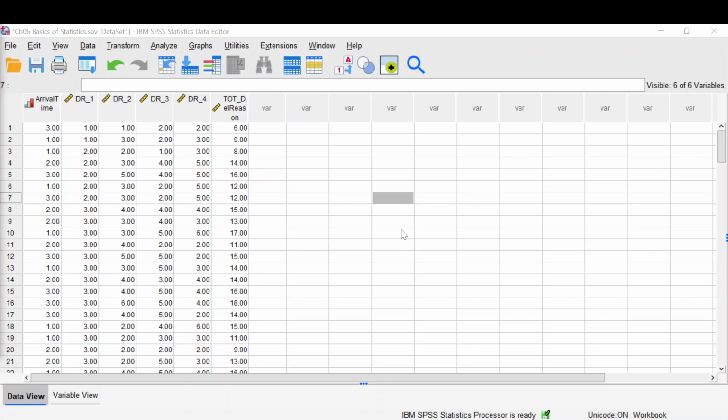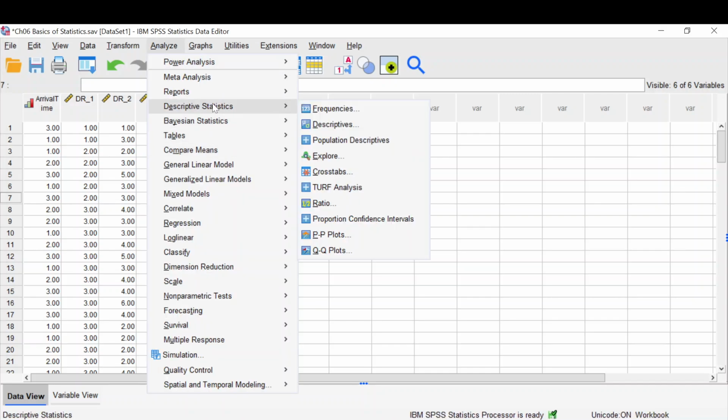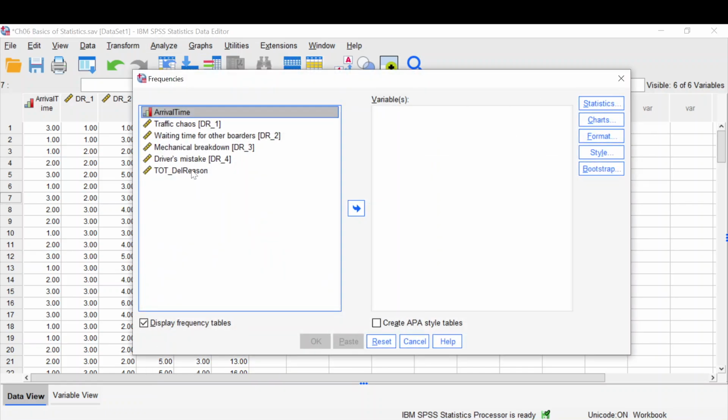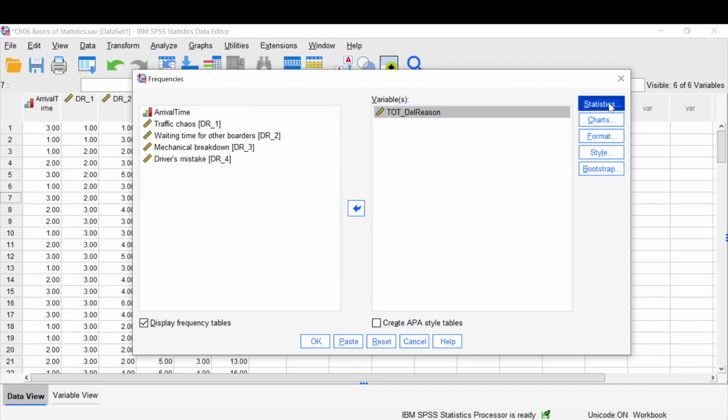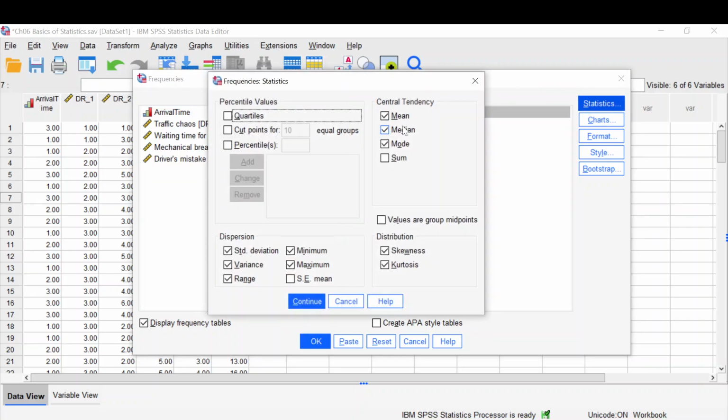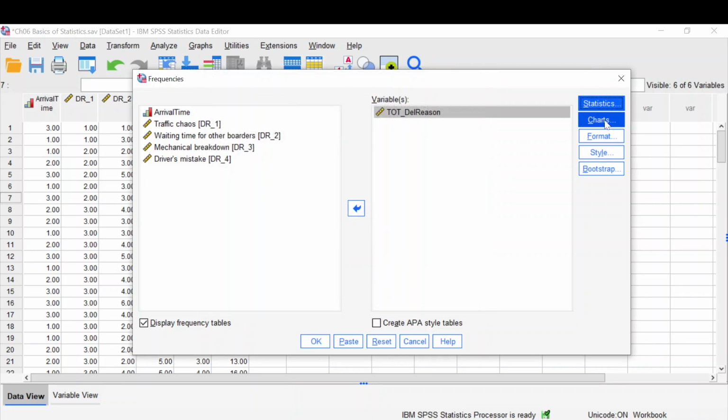So let's do one final visual look at the spread of information or the distribution of responses relative to the mean. So earlier we went into analyze descriptive statistics and frequencies. We clicked on total delay reason, moved it to our variable box, clicked on statistics, and we selected mean, median, mode, skewness, kurtosis, minimum, maximum, range, variance, and standard deviation. So lots of different techniques here.